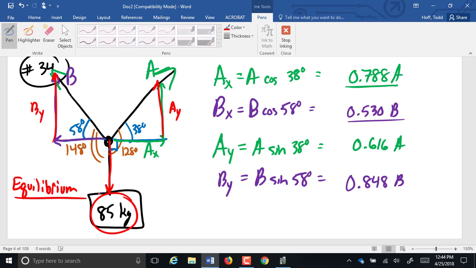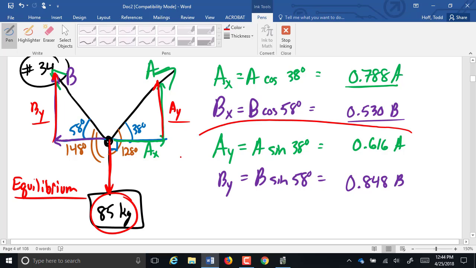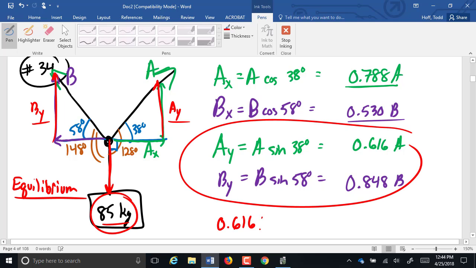Well, we saw that in the vector sum, we could add it component by component. So since 85 is a vertical component going down, we only compare it to other vertical components, By and Ay, going up. So the sum of those vertical components has to add up to 85. So 0.616A plus 0.848B, those are the vertical components, has to equal that 85 kilograms going down.